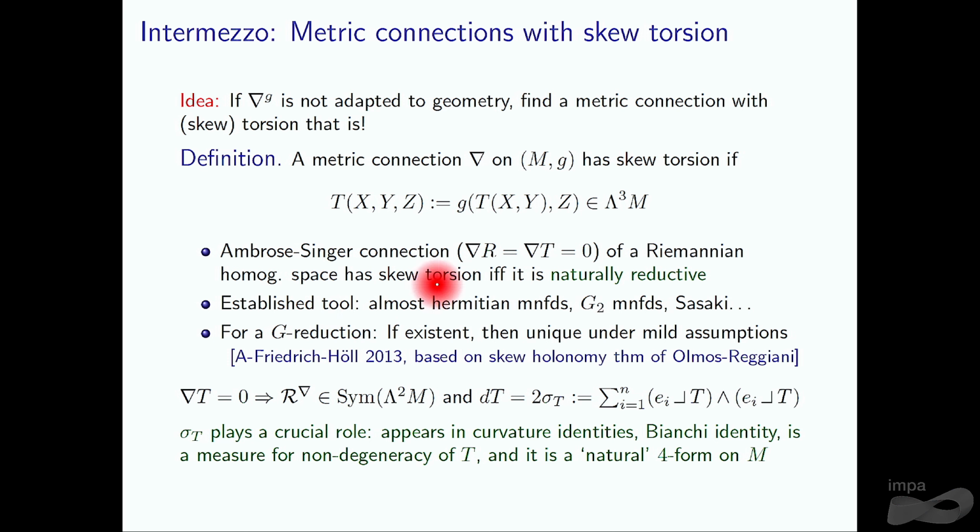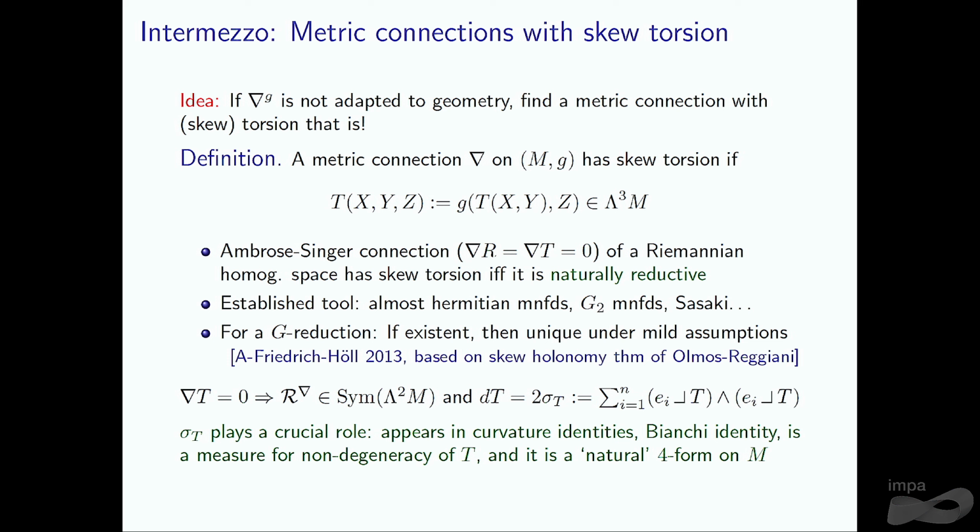Okay. And moreover, this Ambrose-Singer connection actually has skew torsion if and only if my homogeneous space is what is called naturally reductive. Okay. Connections with skew torsion, I think it's fair to say, are by now an established tool for the investigation of almost Hermitian manifolds, manifolds with G2 structures, Sasaki manifolds, and many others.